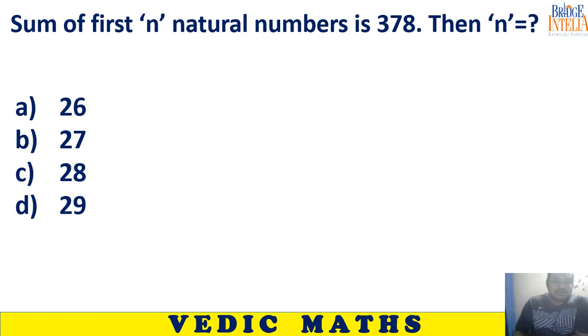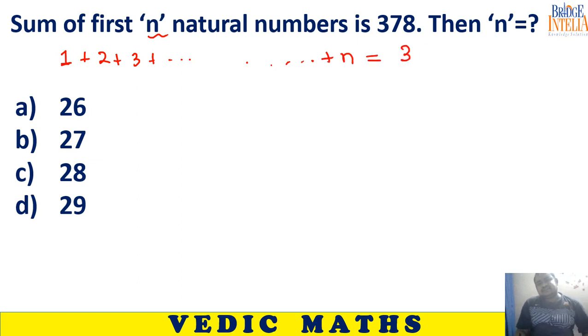Now let's have a look at this one. The sum of the first n natural numbers is 378. Then n is equal to what? For some series which began from 1 and ended at n, if you find the sum, the answer is coming out to be 378. So this question is asking what is the value of n. That means you have started counting from 1, at which number did you stop? That is what they are asking when they say what is the value of n.